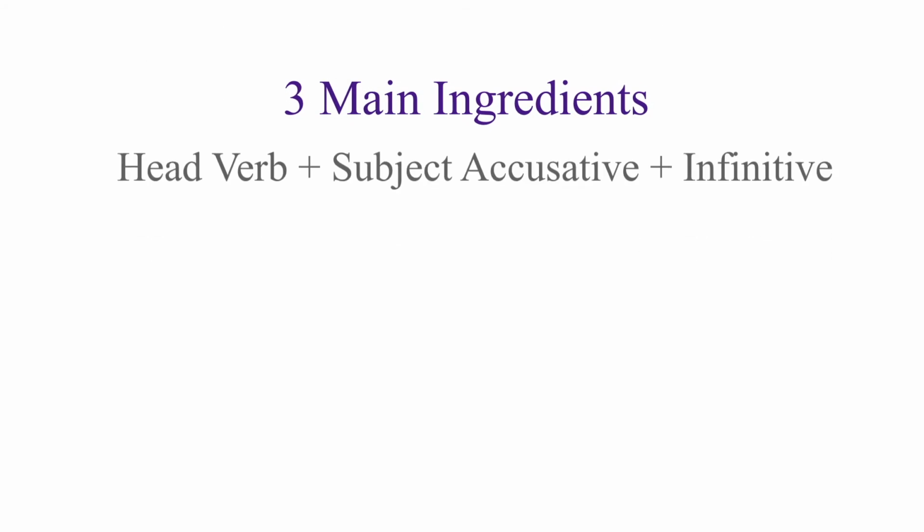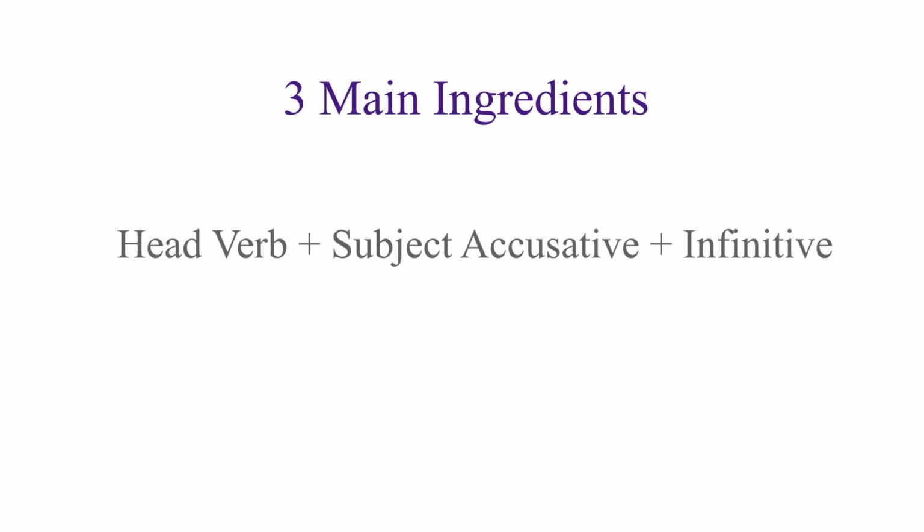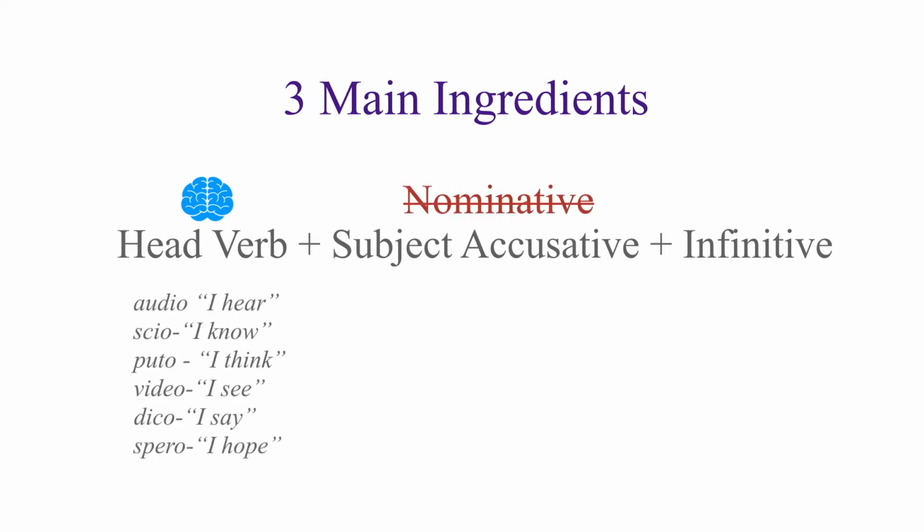The formula for an indirect statement is quite simple. You need a head verb, that is a verb of speaking or thinking, a subject accusative, and an infinitive. Let's take a look at some examples.